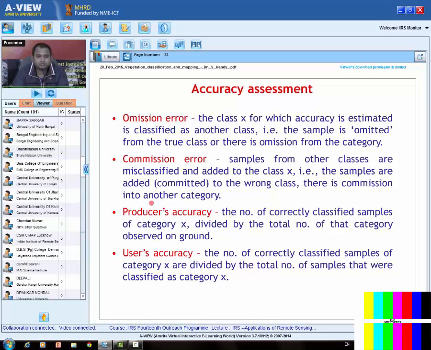There are another two terms. Producer accuracy is a measure of omission error, and user accuracy is a measure of commission error. Producer accuracy can be defined as the number of correctly classified samples of category, let's say X, divided by the total number of that category observed. I'll show an example of how you do accuracy assessment. User accuracy is the number of correctly classified samples of category X divided by the total number of samples that are classified as category X.